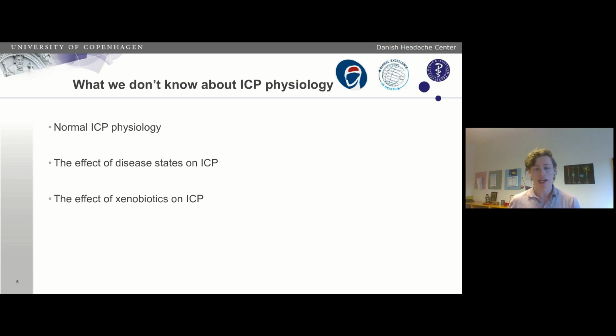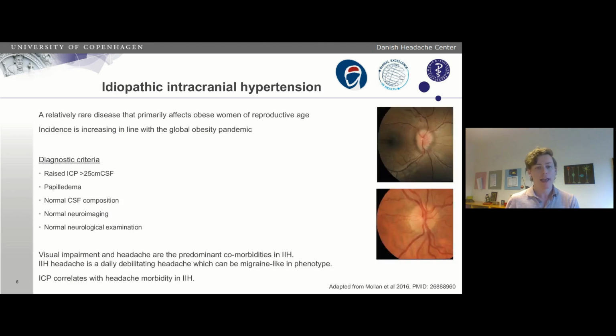Moreover, we don't know the effects of xenobiotics on intracranial pressure. So whether that is drugs, environmental pollutants, anything like that, we just don't know. So actually, we know very, very little about intracranial pressure physiology, really, compared to a lot of other biomedical fields. And for us to understand intracranial pressure physiology, we're using idiopathic intracranial hypertension as a disease model.